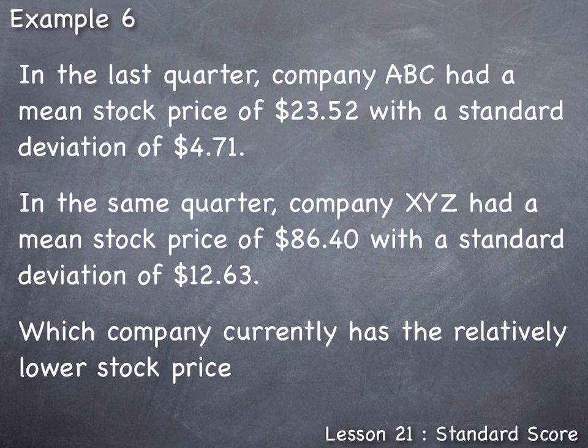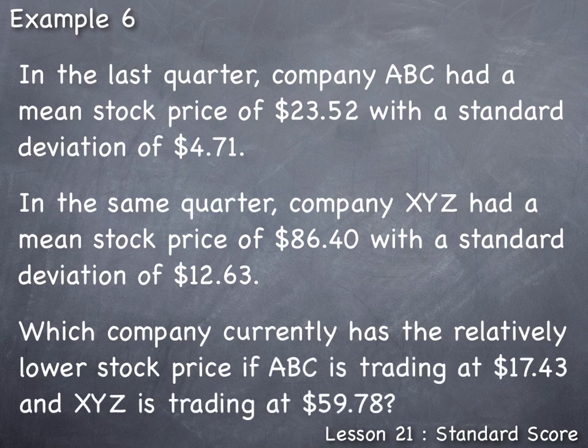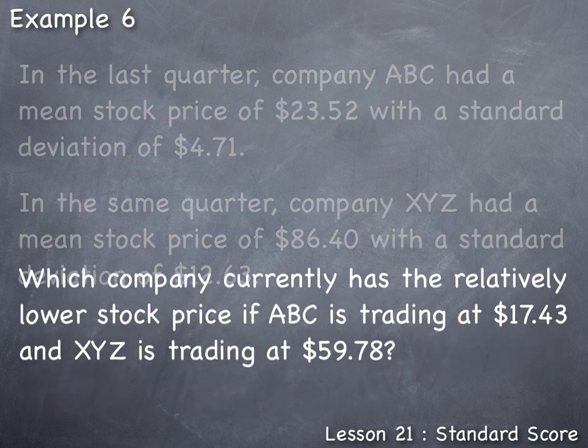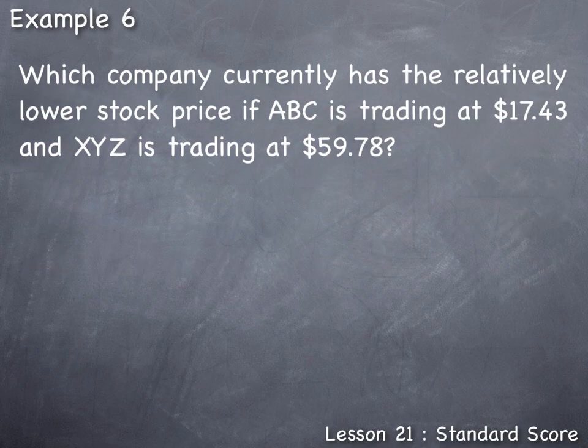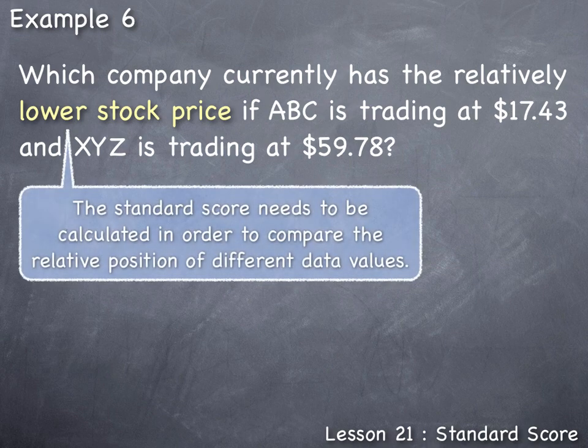Which company currently has the relatively lower stock price if ABC is trading at $17.43 and XYZ is trading at $59.78? In order to answer this question, we need to determine which one has a relatively lower stock price. Lower is a measure of position, so the standard score needs to be calculated in order to compare the relative position of different data values.